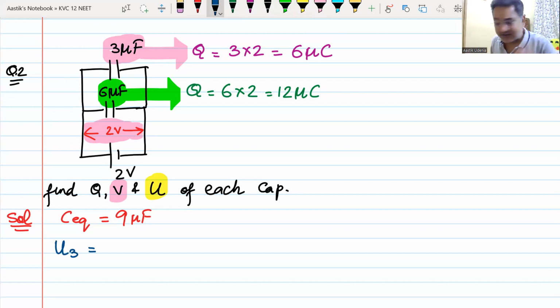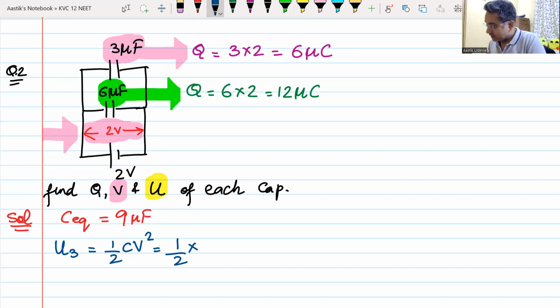Here, since voltage is the same, my dear friends, you can see voltage is the same, so I will use the formula of half CV square: half into capacitance of this 3 microfarad is 3, into V square is 4. So I will get the answer as 6. Remember, the answer will come in microjoule.